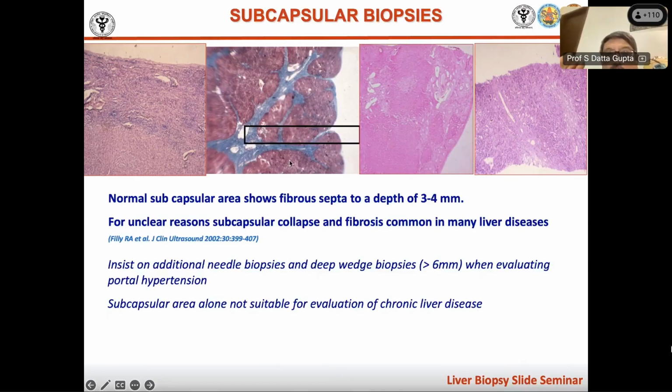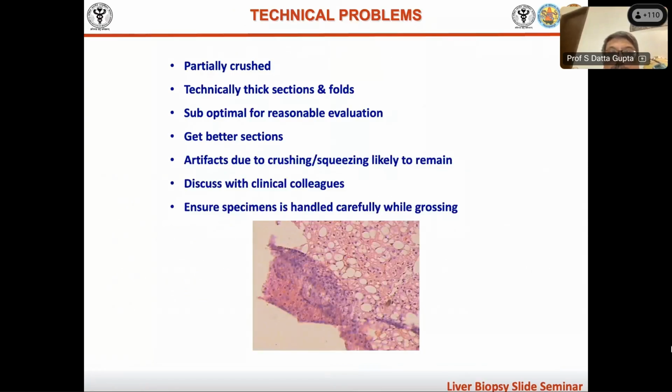Therefore, with superficial biopsies where you see mesothelial cells, you have to be very careful. You have to be careful not to over-interpret inflammation and fibrosis in the subcapsular region. So the biopsy should be deeper than 5 or 6 millimeters or more when evaluating, especially, portal hypertension. You should not call it cirrhosis when there is no cirrhosis, right? And of course, it should be technically good like any other section, with no folds, no artifacts, and so on.